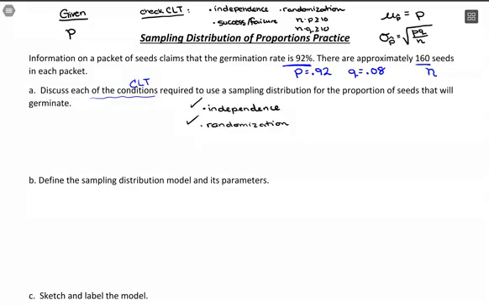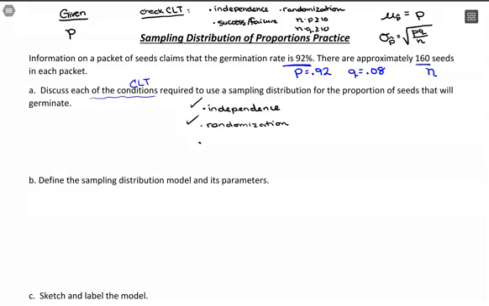But just in case you're curious as to why: independence, because how the seeds sprout would be independent of each other. You could also use that 10% condition, that we're looking at 160 seeds out of all seeds, so 160 seeds would be less than 10% of our population. Randomization should be the idea that when they put this packet together, they're randomly selecting 160 seeds. That should be part of the process, so we'll assume that's nice and random.